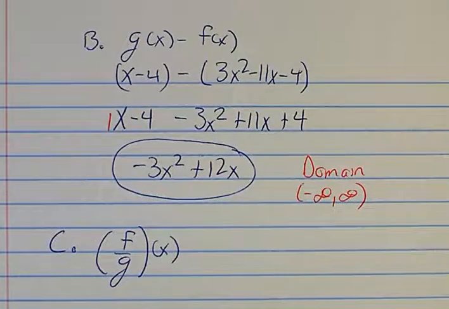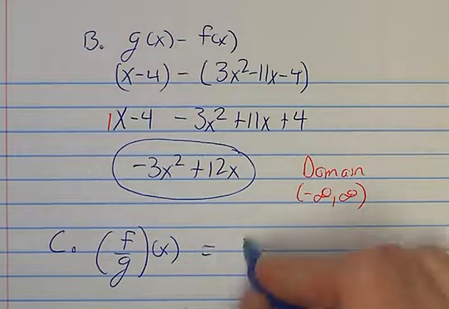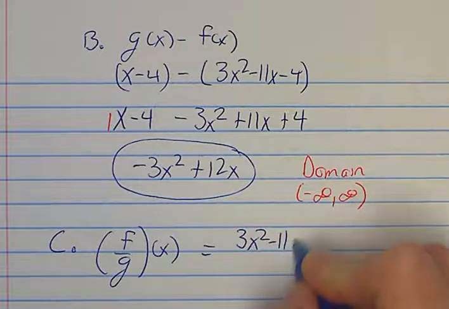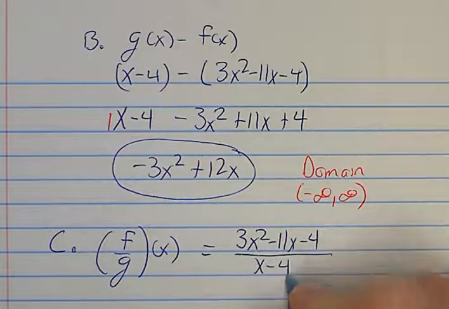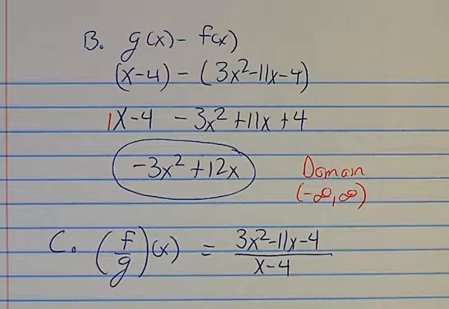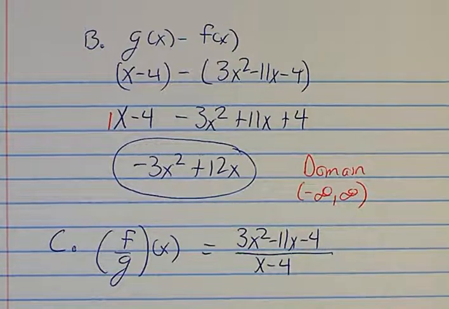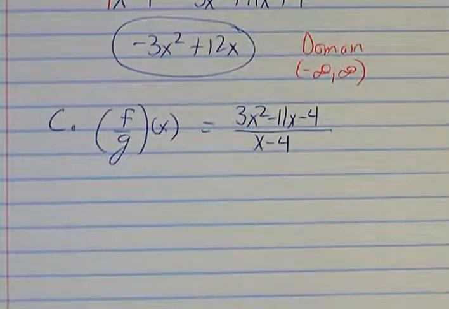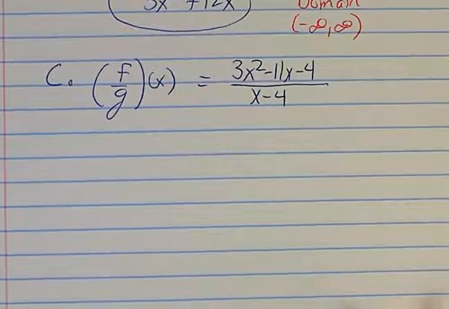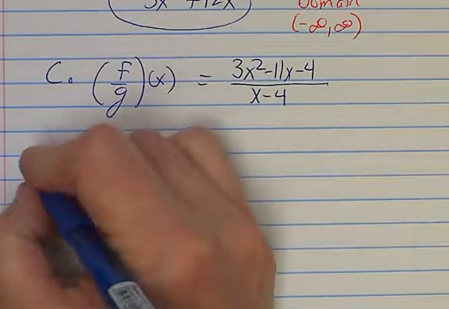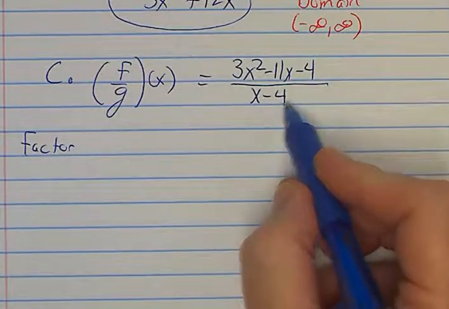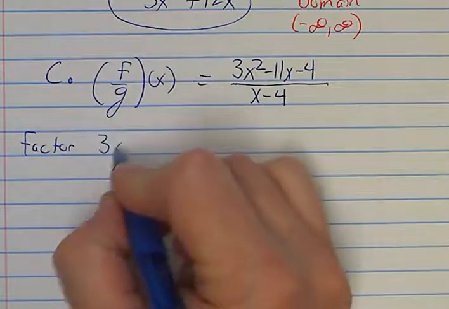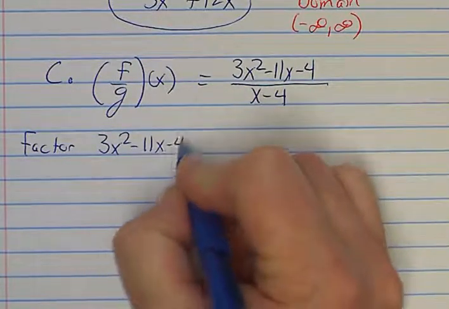Okay, for C, we're going to do f of x divided by g of x. And again, f of x was 3x squared minus 11x minus 4, and that was over x minus 4. And with division, we said you want to be able to factor and cancel. So for the C part, you've got to see if you can factor. Well, the numerator is what we're going to have to factor. The denominator is okay. It's just x minus 4. So we've got to see if we can factor 3x squared minus 11x minus 4.